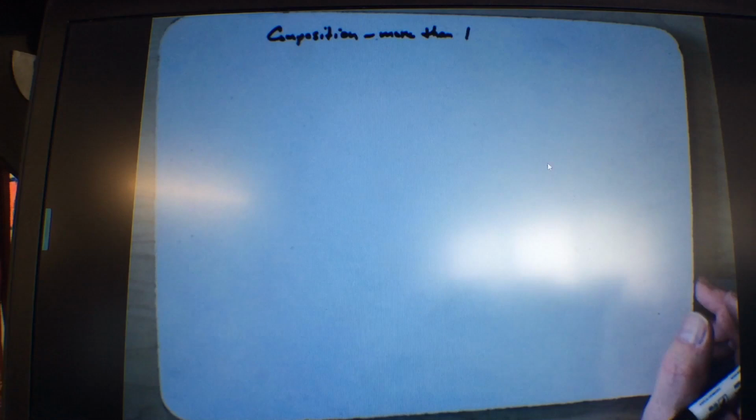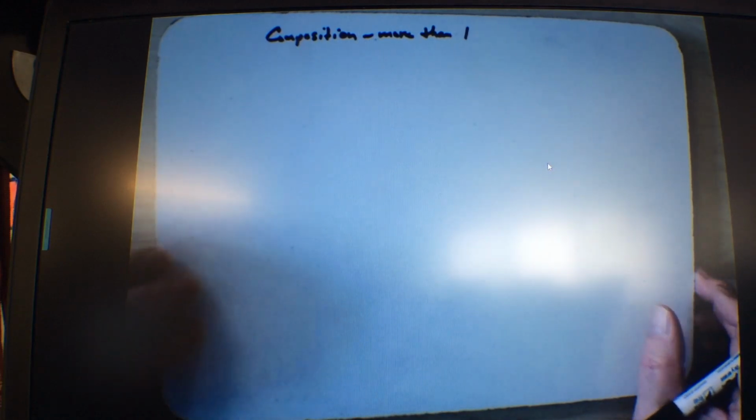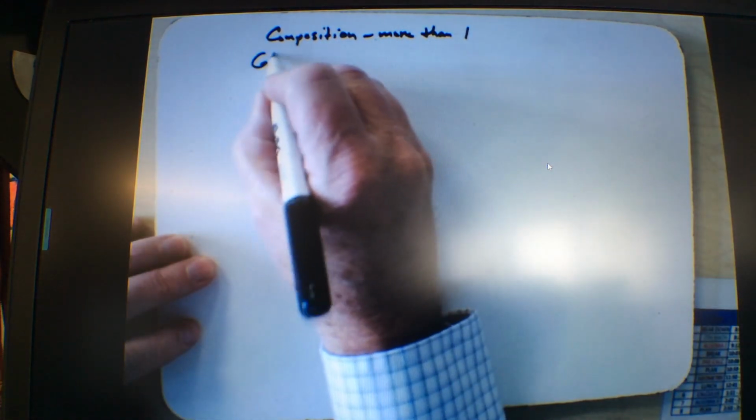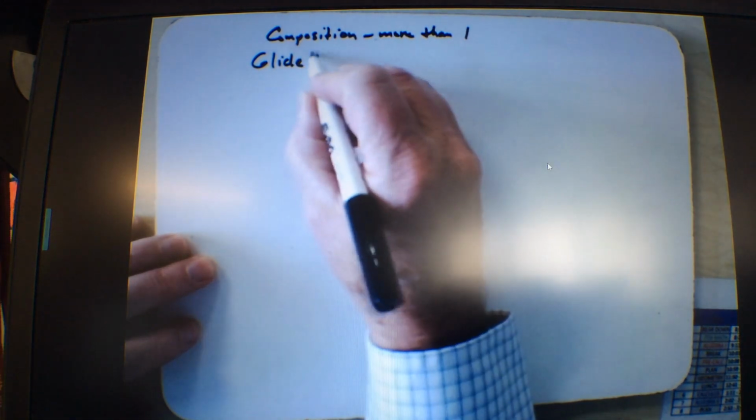So in this case, we're going to do a composition. It means more than one. So you might do a couple translations, reflections, things like that. But the first one we're going to deal with is called a glide reflection. Okay?